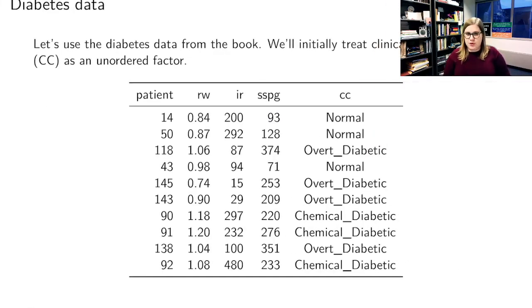For both these examples, I'm going to use the diabetes data from the book that you read from. So we're going to think about these people, they're patients, so you can see the patient number there, and I've just taken a random sample from the data so you can see a few of the patients. I've got patient 14, patient 50, patient 118, etc. And then we've got variables like relative weight, their insulin response, their steady state plasma glucose, and then their clinical classification, CC, which could be normal, meaning the person doesn't have diabetes, could be chemical diabetes, which is kind of like the first stage into diabetes, and then overt diabetes, which is the more serious clinical classification.